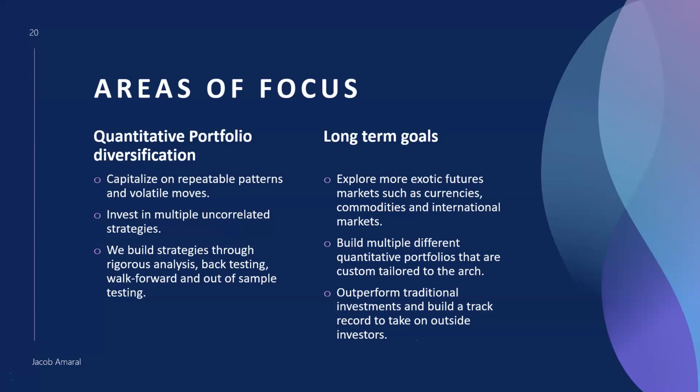I want to invest in multiple uncorrelated strategies. I want to be as diversified as possible. I want to reduce the volatility in my account. I don't want my P&L going crazy, my losses going crazy. I want it relatively stable, up and to the right. So to do that, you need uncorrelated strategies. And I build strategies through rigorous analysis, backtesting, walk forward, and out of sample testing, which I mentioned before.